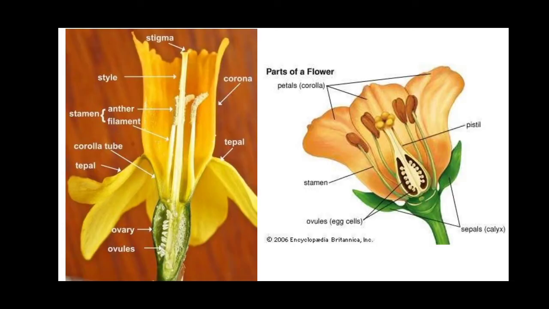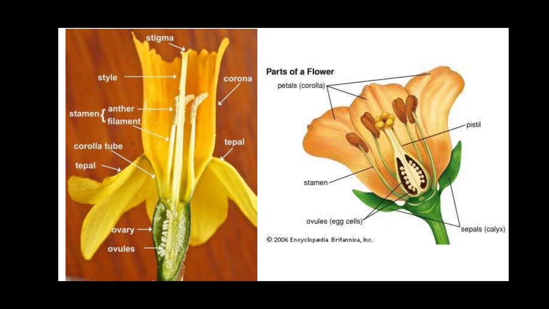The gynoecium is the female reproductive part of the flower, or of a flowering plant. The gynoecium, also called the pistil, is the central-most unit of the entire flower, and it majorly comprises the stigma at the top, along with the style, the length of which can vary. It is a long thread-like structure connecting the stigma with the ovary at the bottom, and it is in the ovary that we find the ovules, or the egg cells.